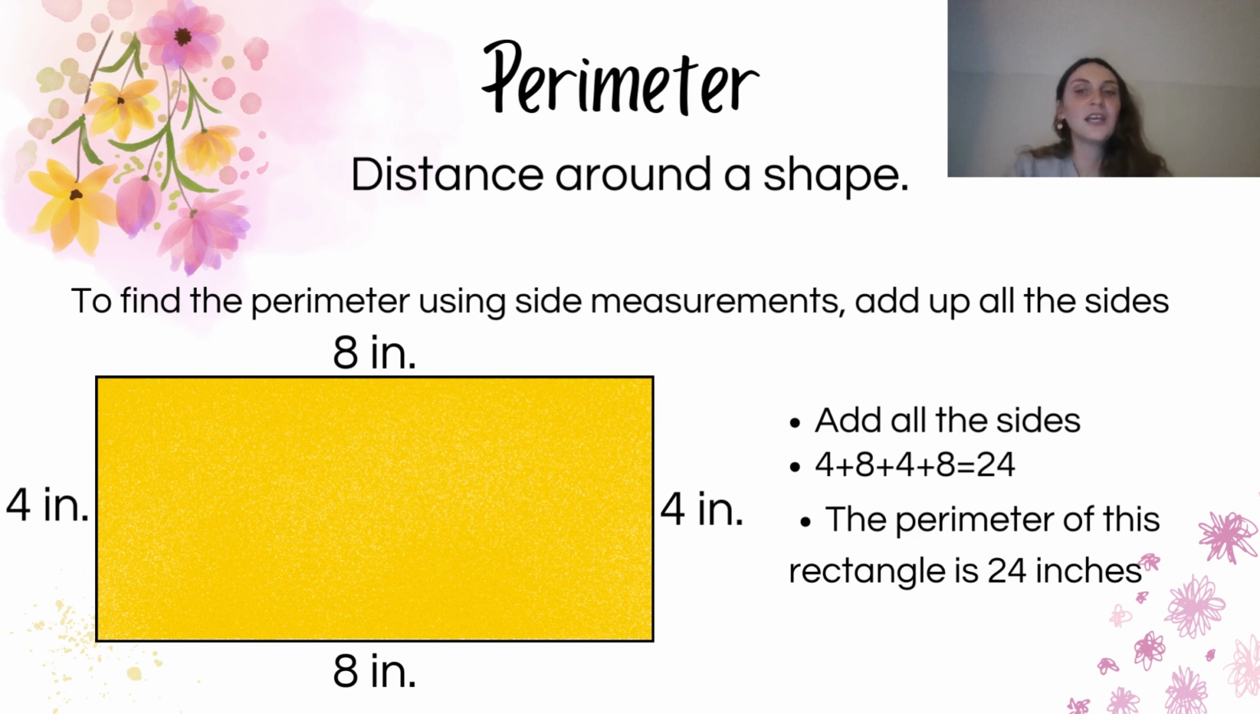So after looking at our rectangle and identifying all of the sides, we're going to add up the sides together. So we have 4 plus 8 plus 4 plus 8, which equals 24. The perimeter of the rectangle is 24 inches.